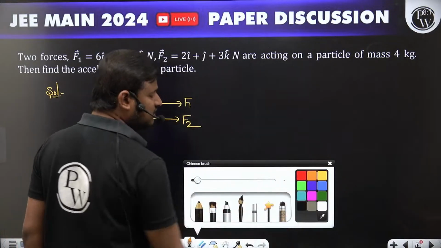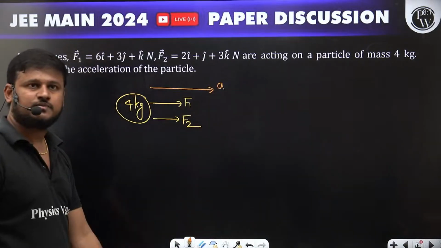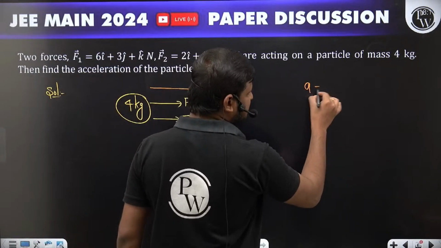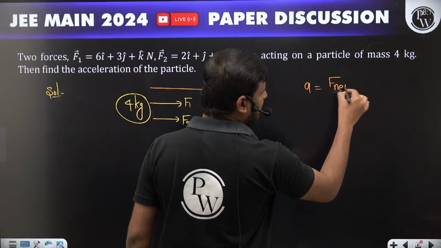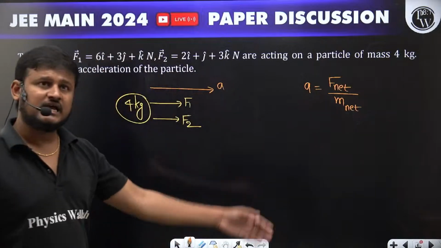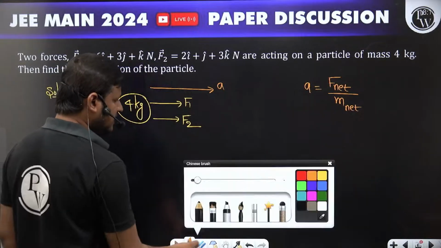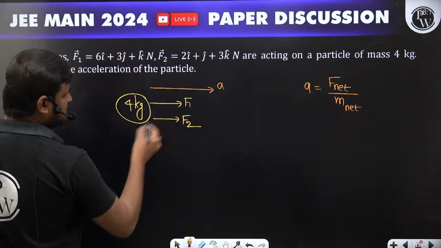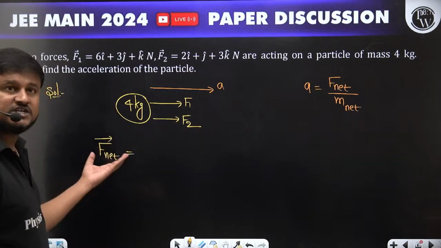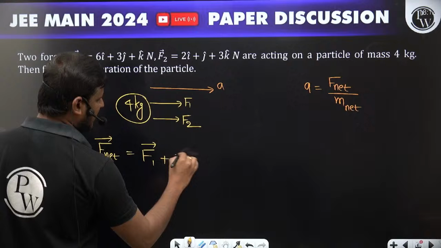Now you guys know that obviously the particle accelerates in the direction of the net force. So what is that acceleration that they are asking? You know that the acceleration is equal to F net by M net, F is equal to ma. From there the acceleration is equal to net force by net mass. Right. So here I can simply take the 4 kg net mass. How do you find the net force? As two forces are acting in the same direction, the principle of superposition you can apply. So F1 plus F2.